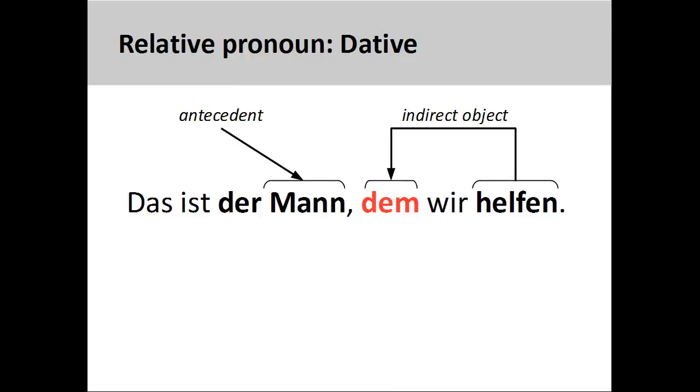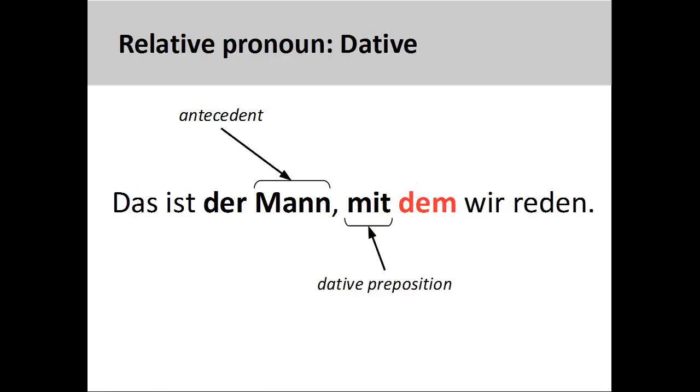To help you understand this concept better, it is perhaps a good idea to translate the sentence in this manner. That is the man to whom we give help. Again, you will see that the gender and the number of the relative pronoun, masculine singular, is determined by the antecedent, but that the case, dative, is determined by the function of the pronoun in the relative clause.